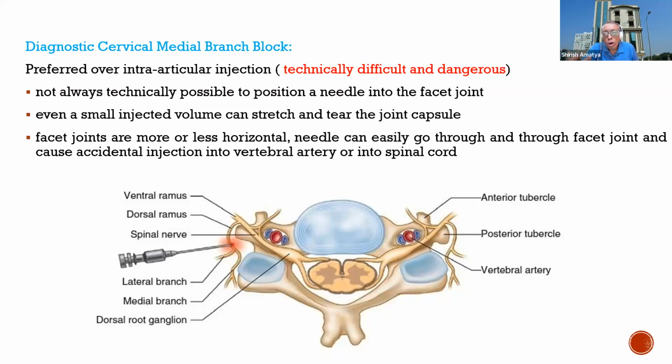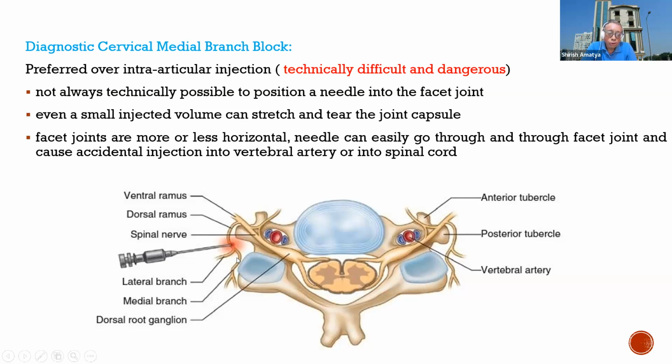A small volume of the drug into the facet joint can cause stretching and tear of the joint capsule in the cervical region. Another is that the facet joint in the cervical region is more horizontal. In the lumbar area the facet joint is about 45° to 60° in angle, but in the cervical region the facet joints are almost horizontal, or more or less horizontal. So if we put the needle into the facet joint, it can easily go through and through the facet joint and cause injury to the vertebral artery or to the spinal cord.